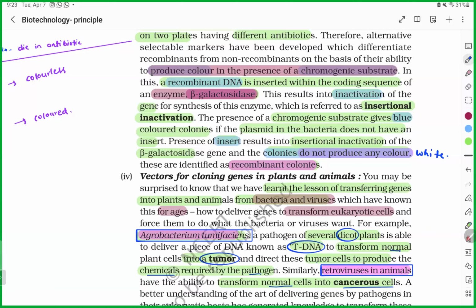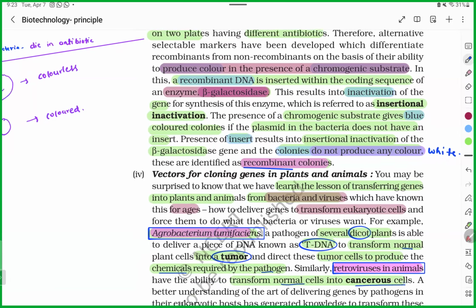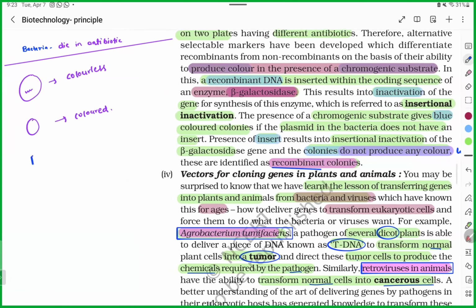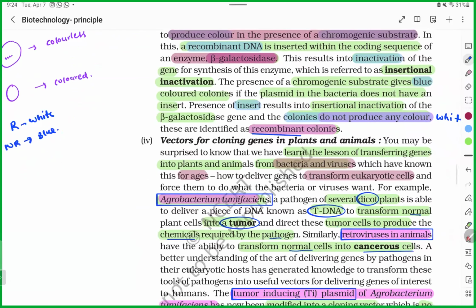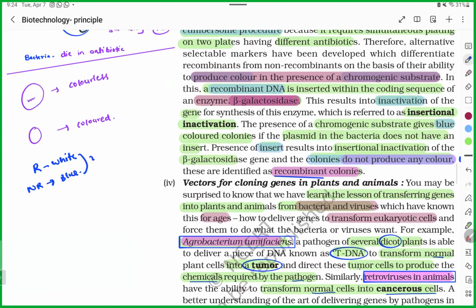Any doubt, guys? What is recombinant? With DNA, and recombinant will be white. The simplest way is: recombinant will be white or colorless and non-recombinant will be blue in color. So easy to identify based on the color. Any doubt? NEET 2025 question.